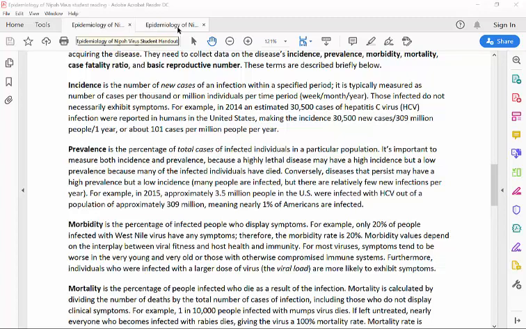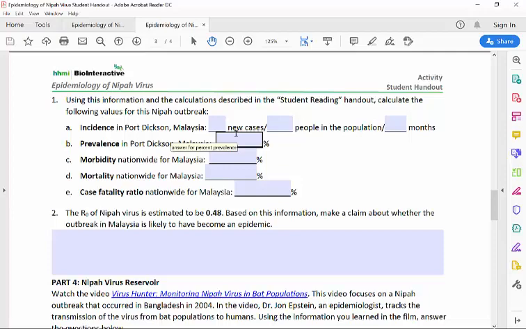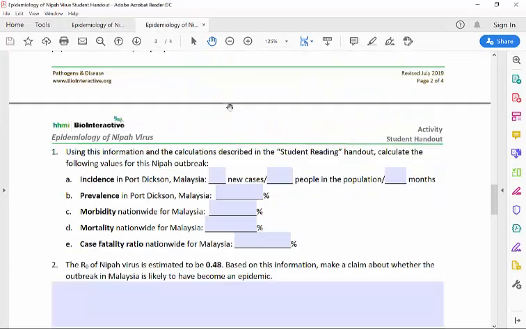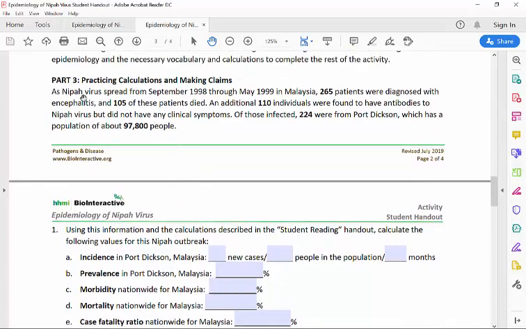So I wanted to help you through part 3, some of the questions we're asking when it came to incidence, prevalence, morbidity, mortality, and case fatality ratio. It's all here in the reading. Incidence is the number of new cases within a specific time period. So it gives you 30,500 new cases per the total population divided by a year. In this paragraph right here, it has all that for you. It tells you here in Port Dixon the number that were infected, the population, and the time was from September to May. So that's really not that hard. September 98 through May 99, for anybody who didn't pay attention to the year on that.